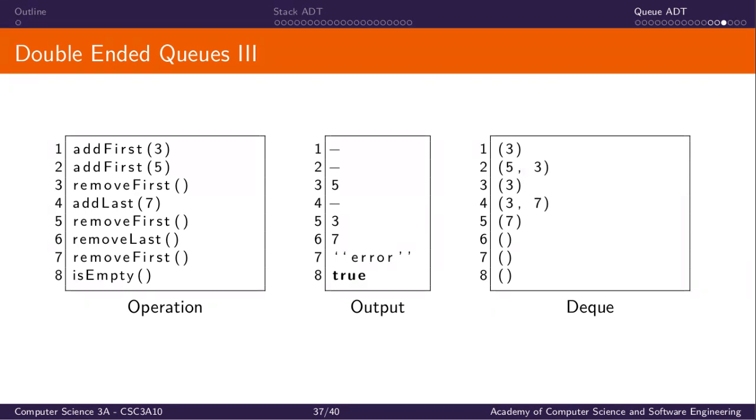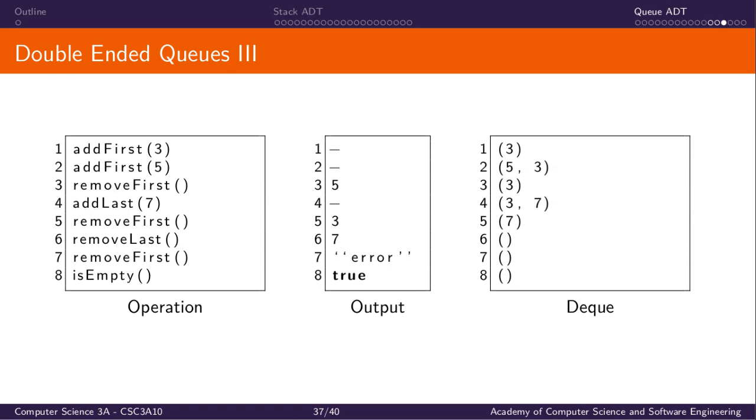What would the behavior of our double-ended queue look like? Add first would add something to the front of our queue. Granted, if it was empty, 3 would be at the front and the back of our queue. Add first 5 now does something different to what our single-ended queue would do. For our deque, or double-ended queue, it would add something to the front there. Remove first removes from the front and returns that value. Add last now adds to the end of our queue. Remove first removes that 3 from the front of our queue.